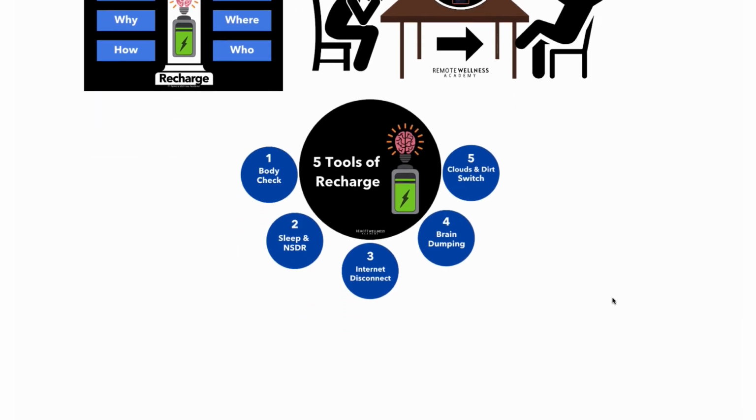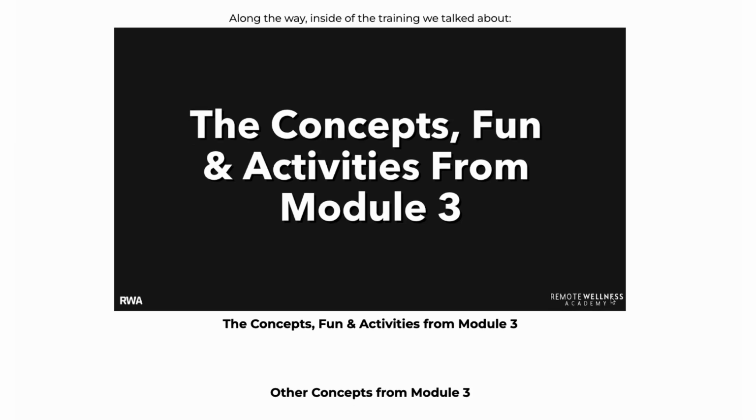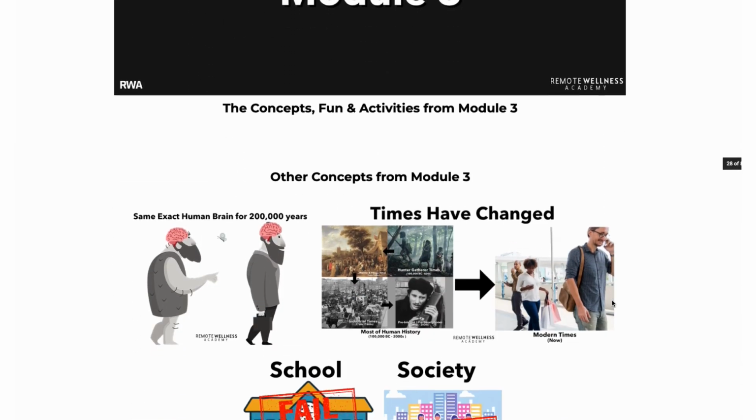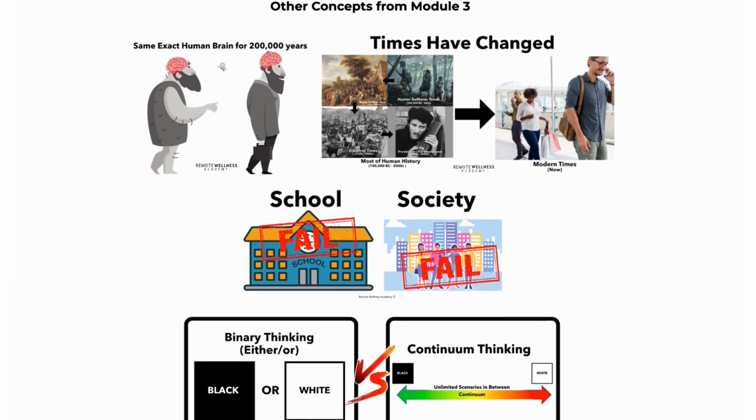But then along the way, we also talked about some other things. We talked about some concepts, we had some fun, and we had some activities, right? So let's talk about some of the other concepts from module 3 that we discussed. We talked about how human beings have had the same brain for the last 200,000 years, and as a result, times have changed. We no longer live in the same world and the same time that the vast majority of humans lived in, and as a result, school and society have failed to keep up and educate its people on the skills that are necessary in order to thrive in the modern world. And this is why what we are doing here at the Remote Wellness Academy is so important.